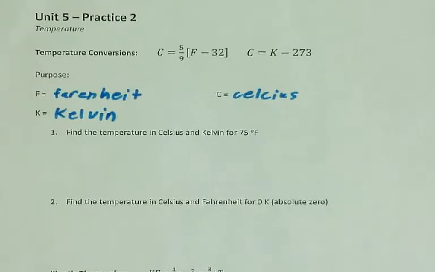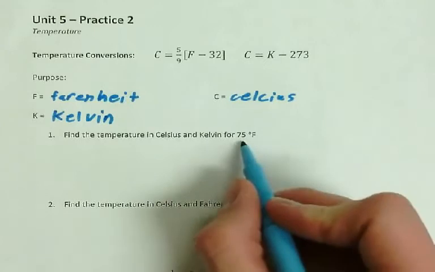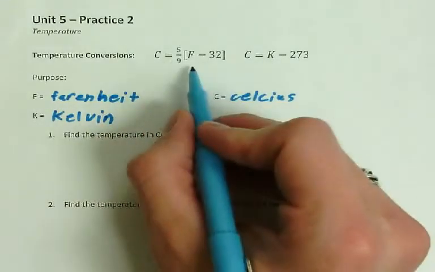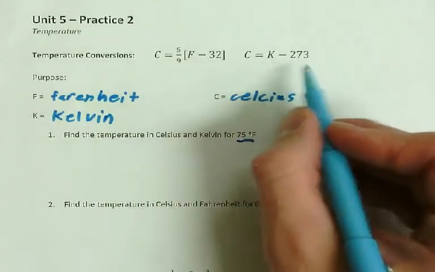All right, so number one, find the temperature in Celsius and Kelvin for 75 degrees Fahrenheit. So you're starting with Fahrenheit. You're going to start by converting Fahrenheit into Celsius. Then you'll take that Celsius number and turn it into Kelvin.